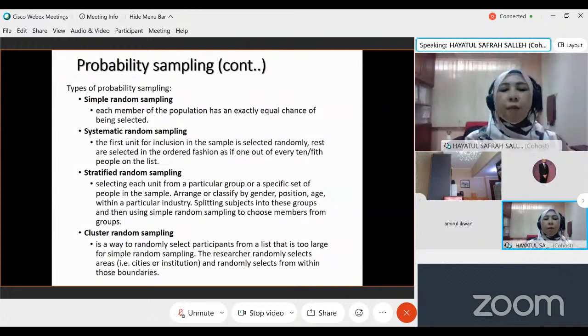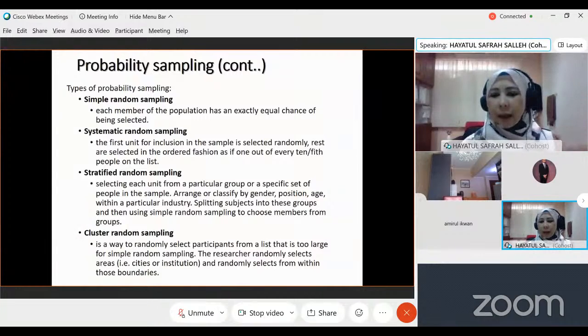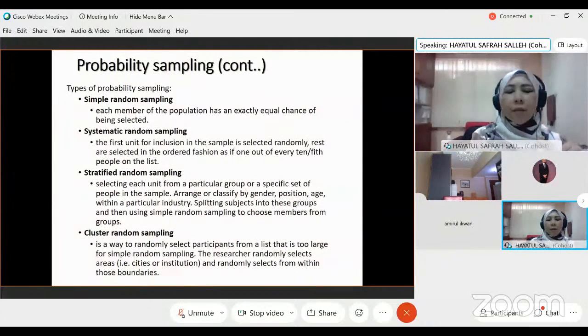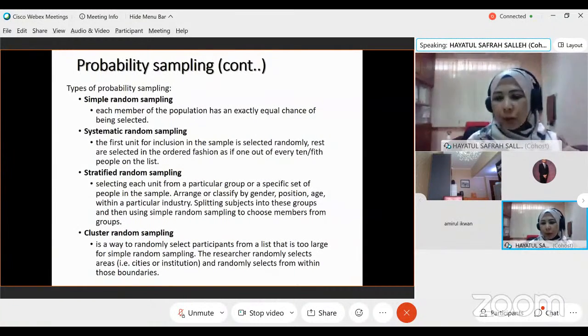First, the first unit included in the sample is selected randomly. The first one you select randomly. But after that, the rest are selected in an ordered fashion, such as 1 out of every 10 or 5 people in the population on the list. You understand or not? For example, if you use systematic random sampling, you select the first one, and after that you decide the interval. It's not that you decide which one.